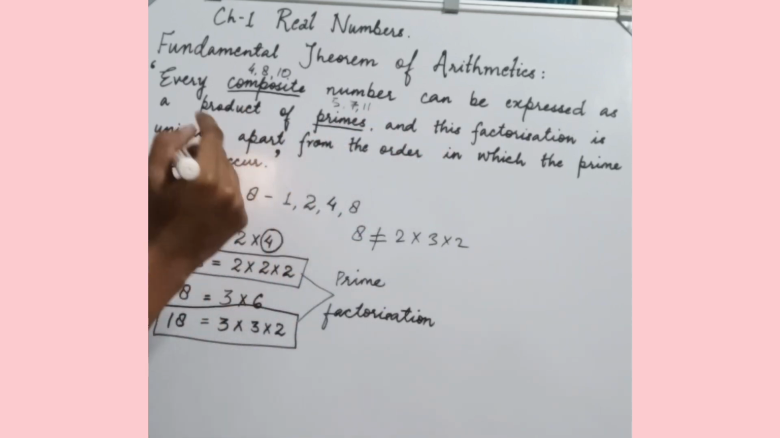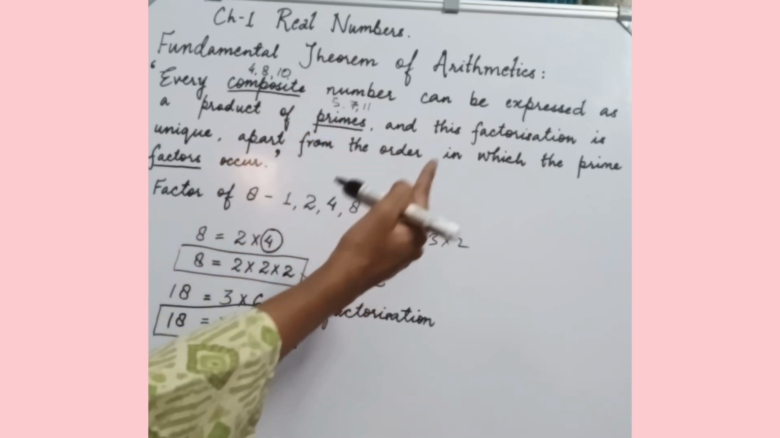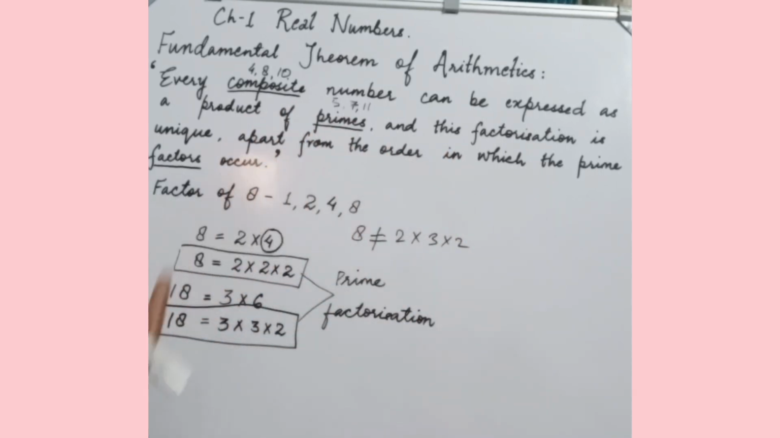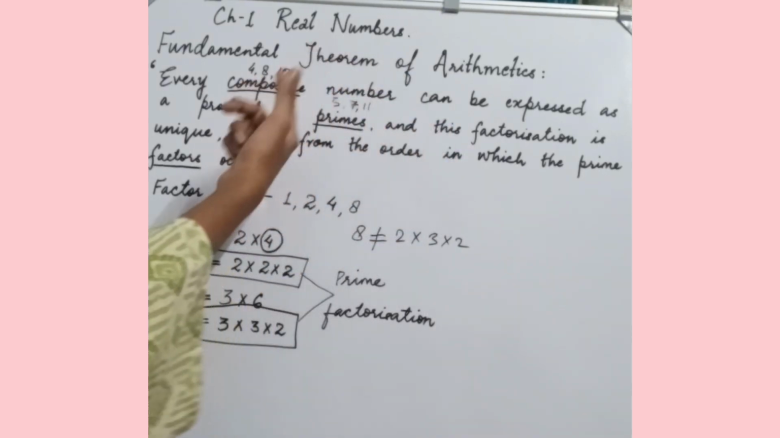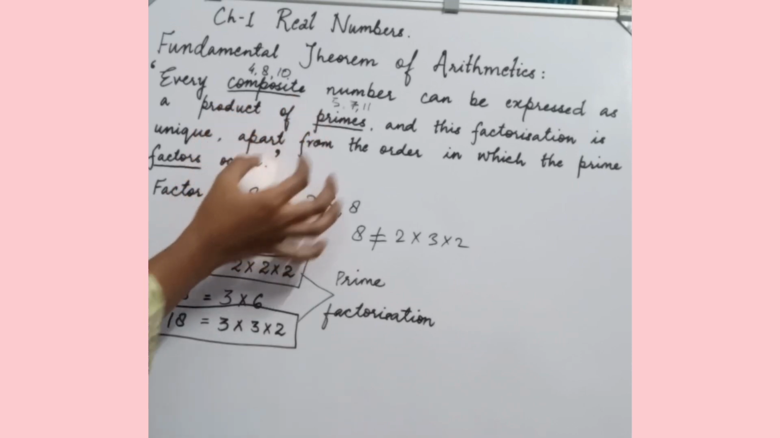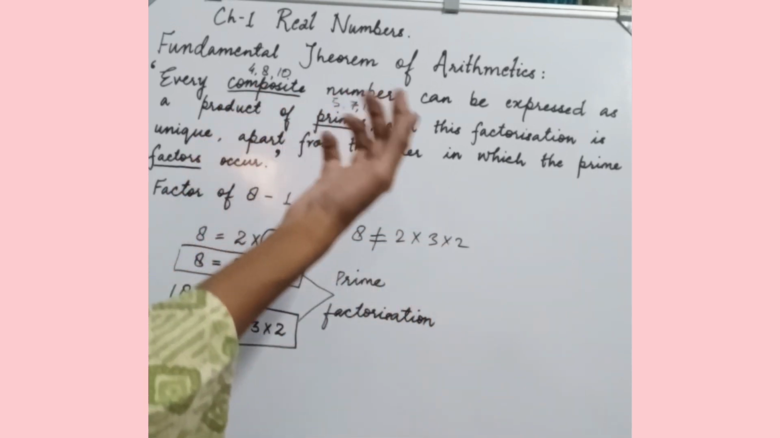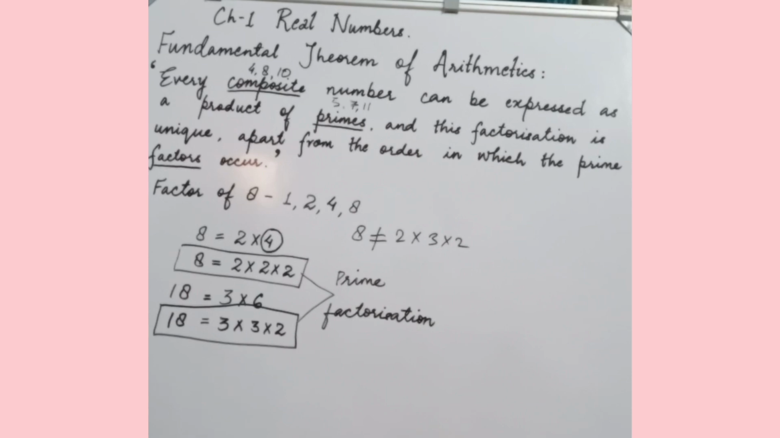Now the third part and the last one. Apart from the order in which the prime factors occur. What does this mean? This means that this prime factorization of a composite number is unique apart from the order, means except for the order in which the prime factors are written. We have just now understood that 18 can only be written like this. We cannot replace these prime numbers by some other prime number. So this factorization is unique except for the order in which the prime factors are written.